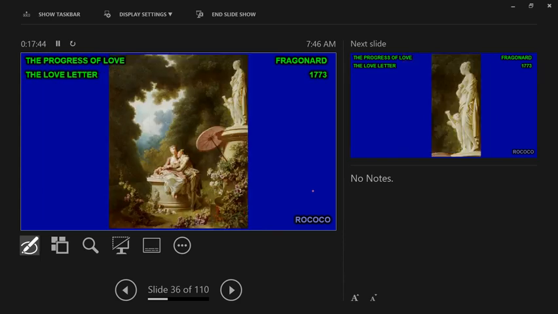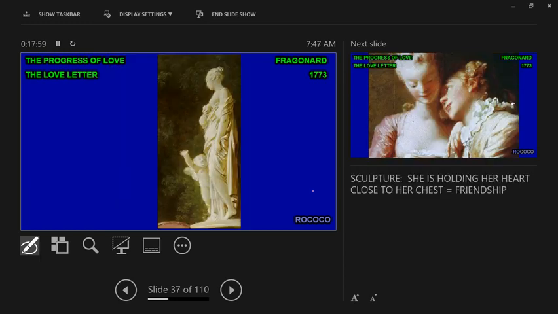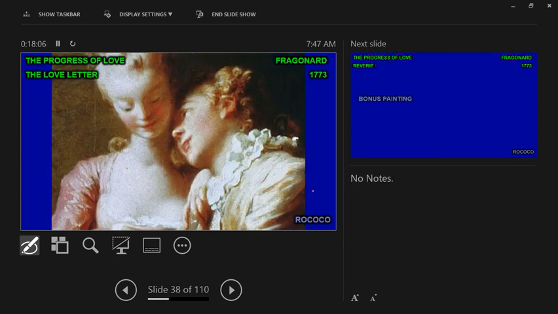And then in the last painting, it's called The Love Letter. And the two are sitting together reading old love letters. And then if we look at the statue there, she's holding her heart close to her chest. And that's a symbol of friendship. So they've gone beyond the infatuation stage of the relationship. I know he looks pretty infatuated to me, but they've gone beyond the lustful side of the relationship. And now they are like good friends.